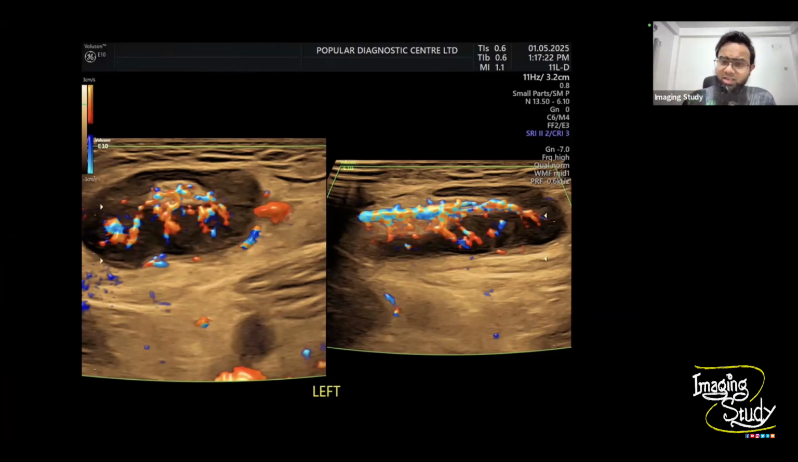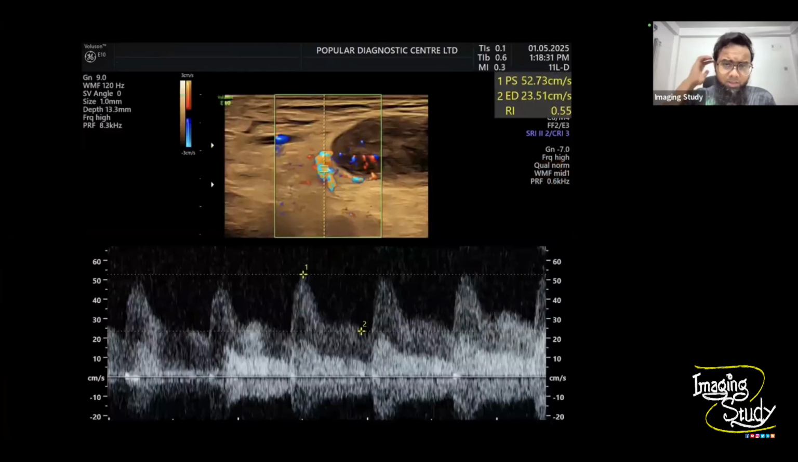But we need to check the hilar vascularity. We need to check the peak systolic velocity, the resistive index, whatever. So let's put some pulse wave Doppler. We put the pulse wave Doppler on the hilar artery of this large lymph node. You can see multiple waves here, so there are too many artifacts. Ignore that. The main vascular flow suggests that the resistive index is 0.55.